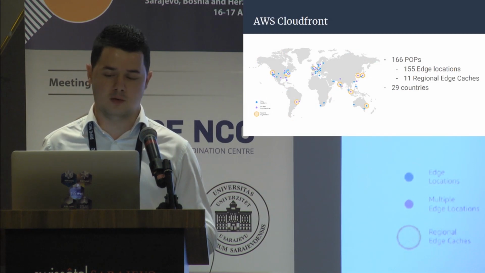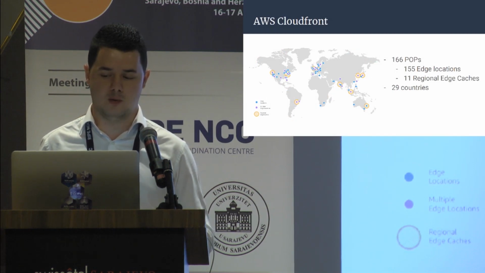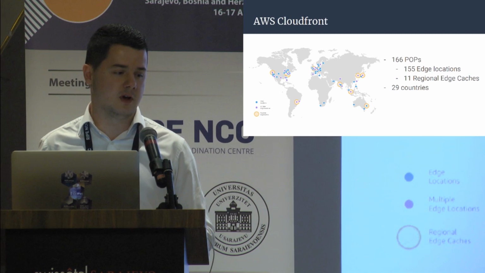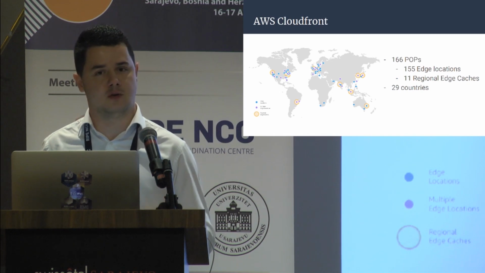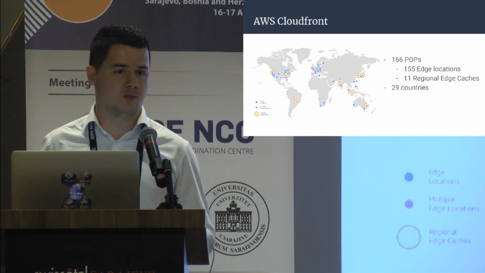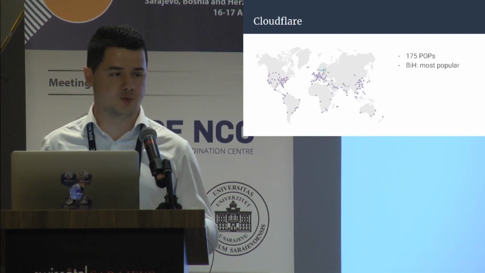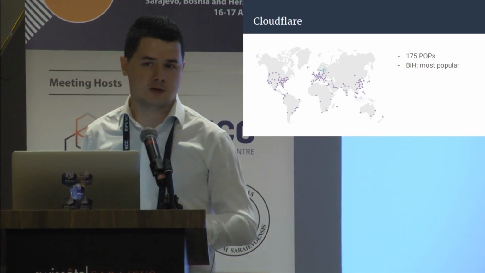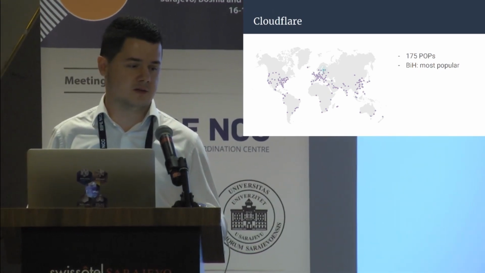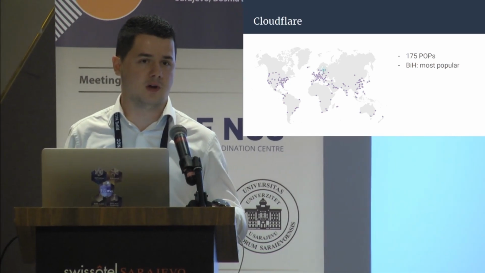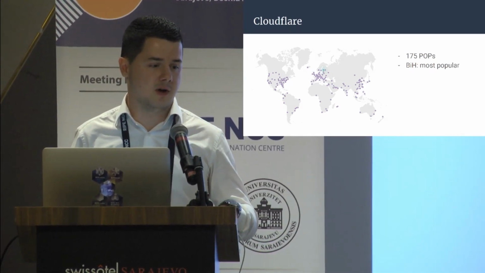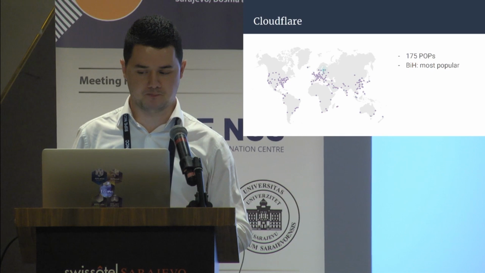For AWS CloudFront, they are a global player with almost 200 points of presence in 29 countries. They have regional edge caches to which all the edge locations are connecting, so they have already one pre-step for optimization. Cloudflare is, as I said in my yesterday's presentation, the most popular CDN used in Bosnia, and it is very close by. So we have POPs in Zagreb and Belgrade, and they generate a lot of traffic.